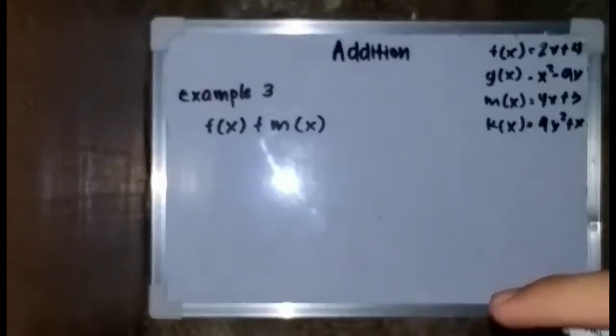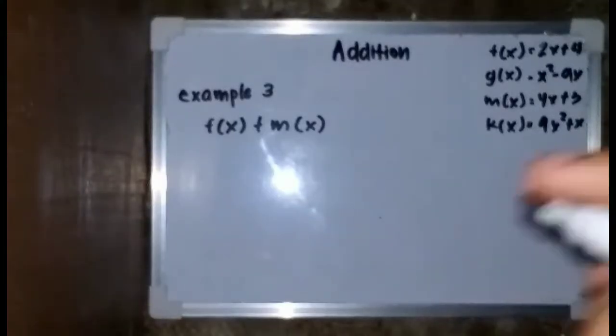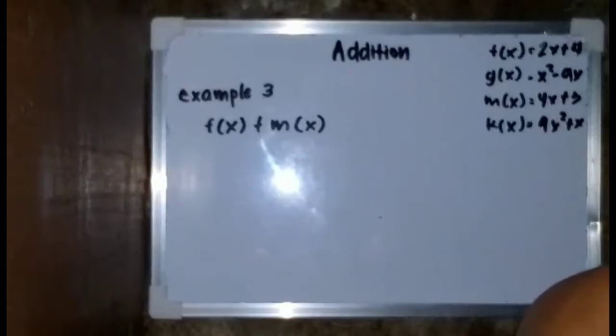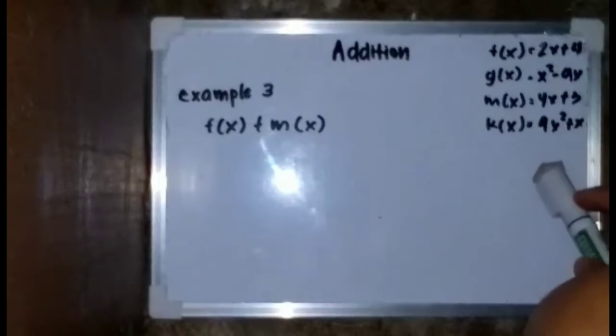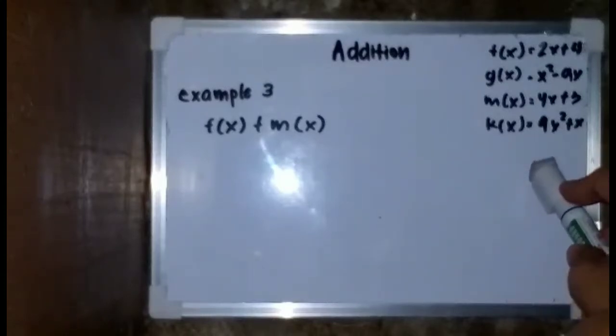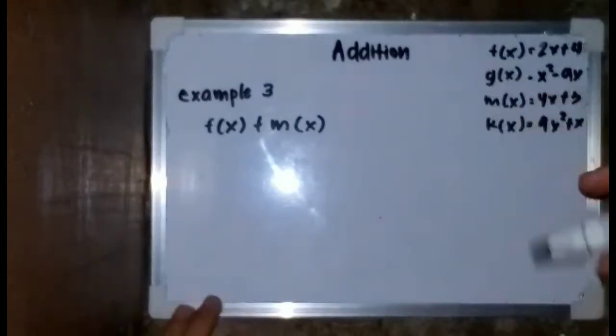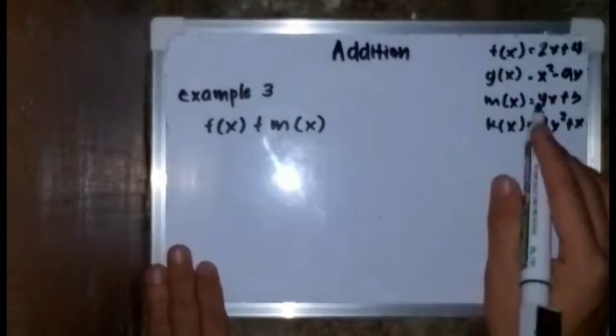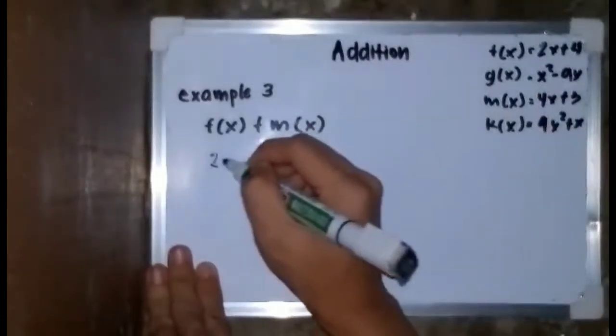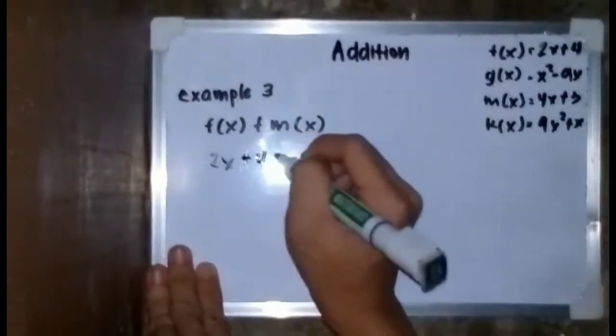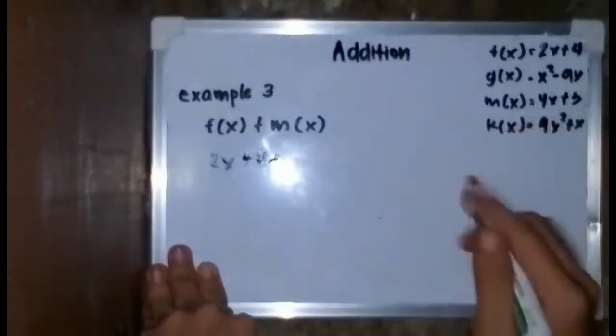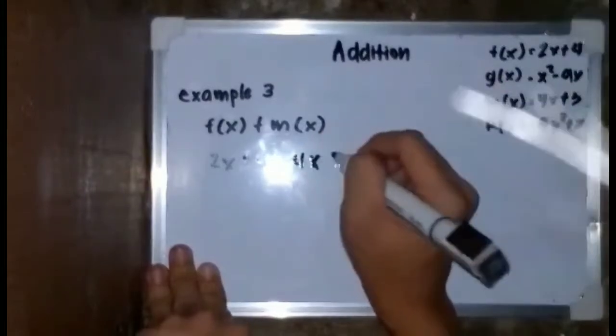So, moving on to our example number 3 on addition of functions. So, we have f of x plus m of x. So we still have the same given from example number 1 and example number 2. So i-substitute natin. f of x is equal to 2x plus 4 plus m of x is equal to 4x plus 3.